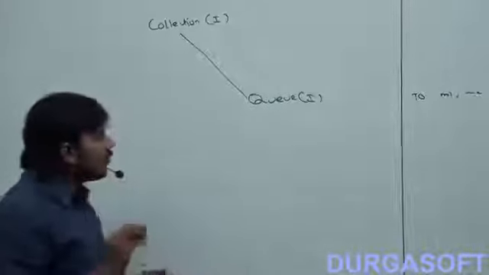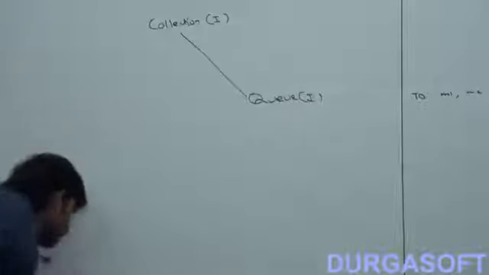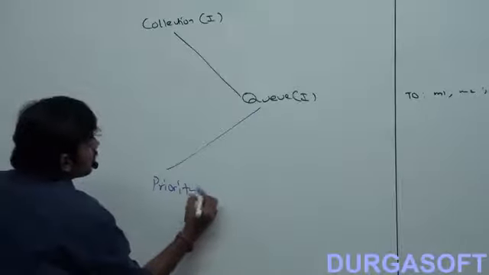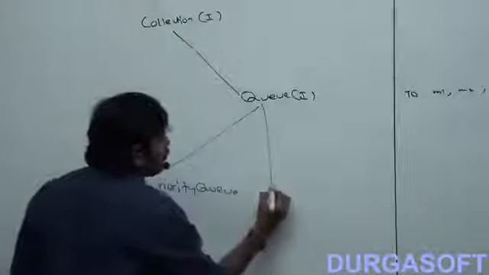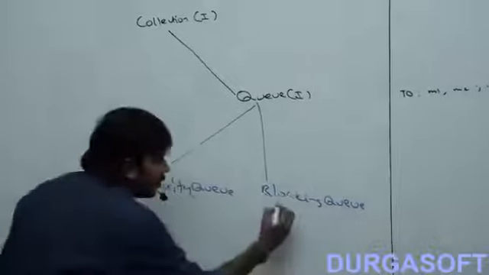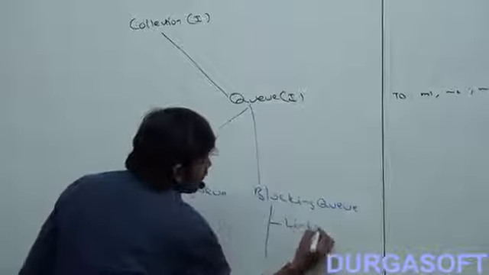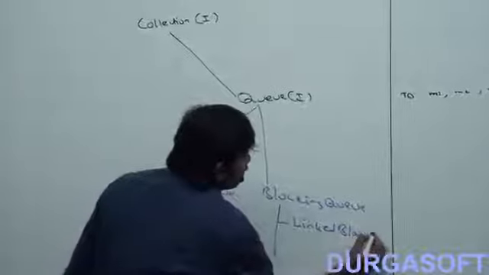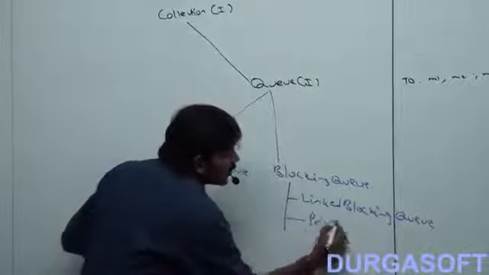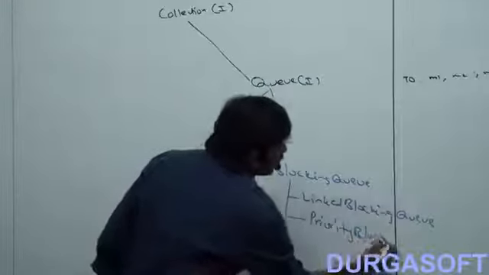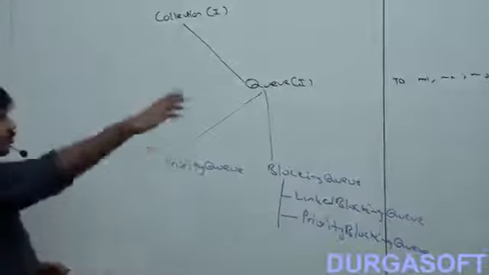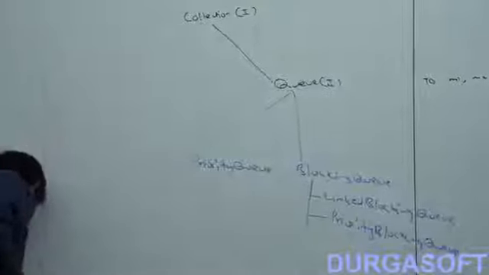So what are the various implementation classes for the Queue? Best example, PriorityQueue. Next, BlockingQueue. PriorityQueue, BlockingQueue. Then LinkedBlockingQueue, which is a child class, right? And PriorityBlockingQueue concept.